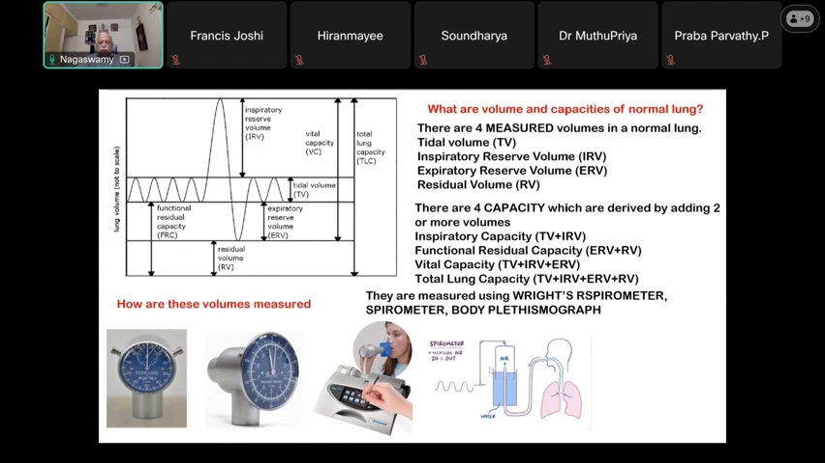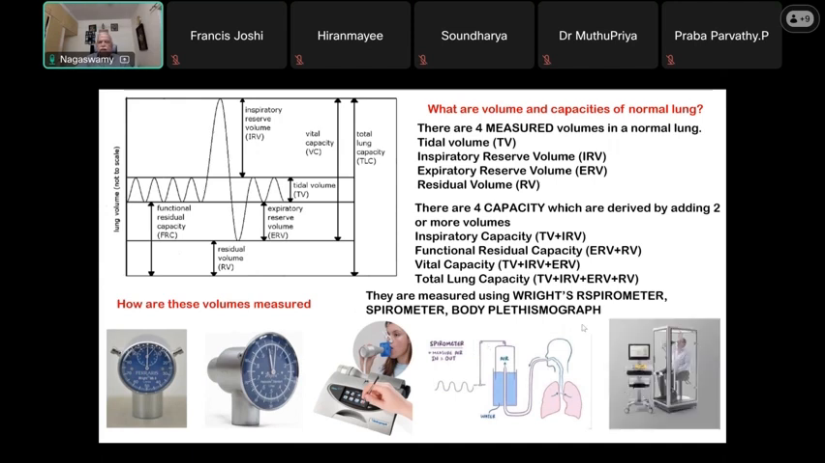This is an older type of spirometry machine, where in the pulmonology lab you will have a drum like this filled with water, and whatever air you blow, it will collect here and press the water, and there will be a pointer which will go on drawing on a drum. So this is an older type of spirometer. Now that has been replaced with these modern sleek machines which can be used at the bedside.